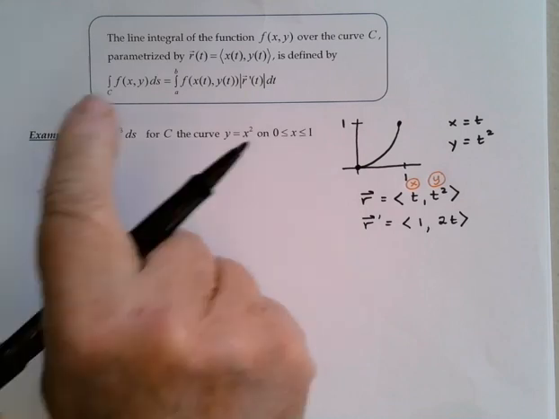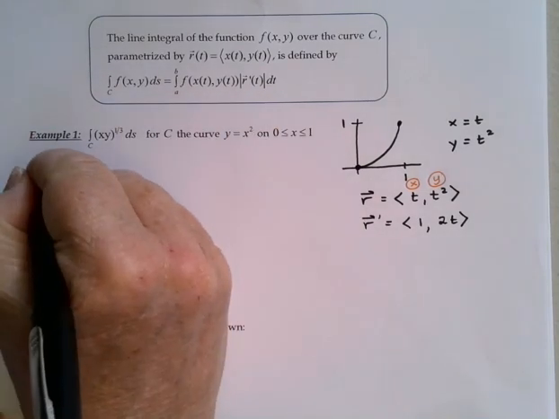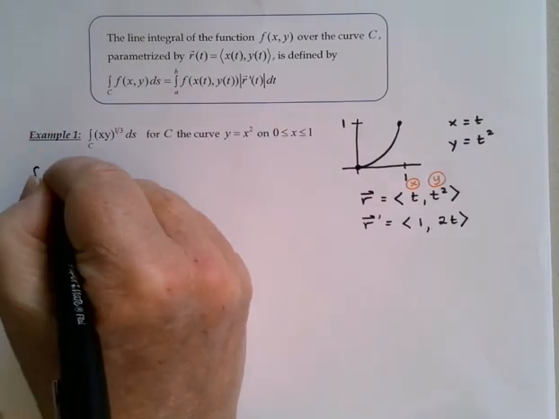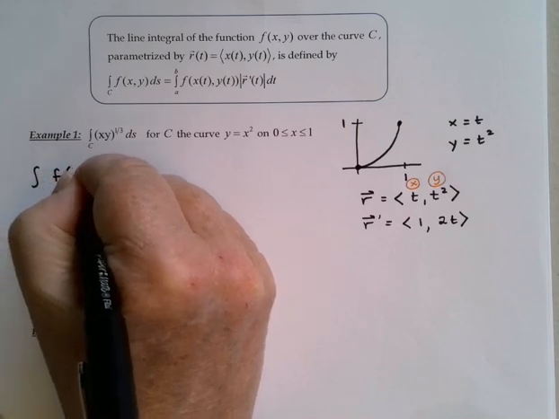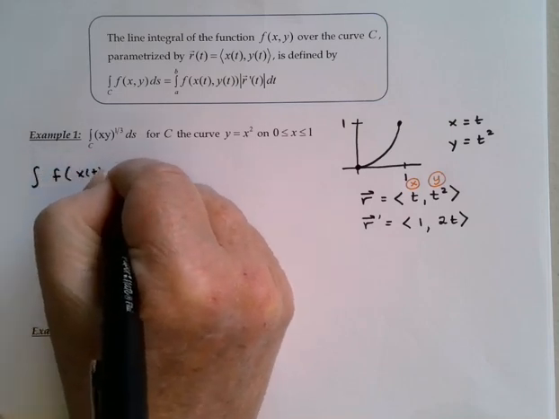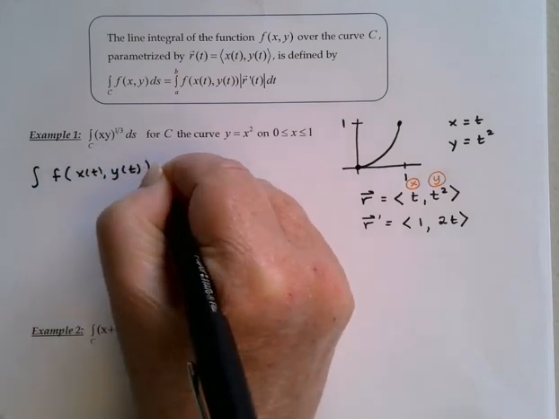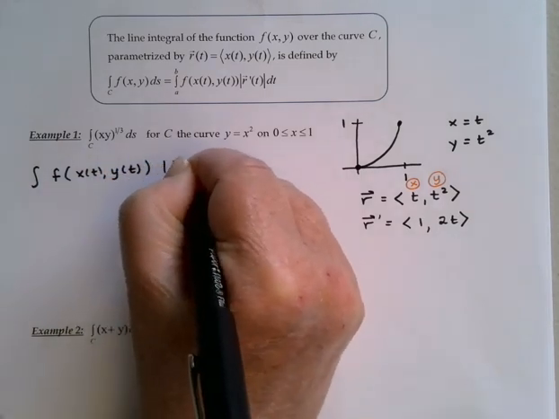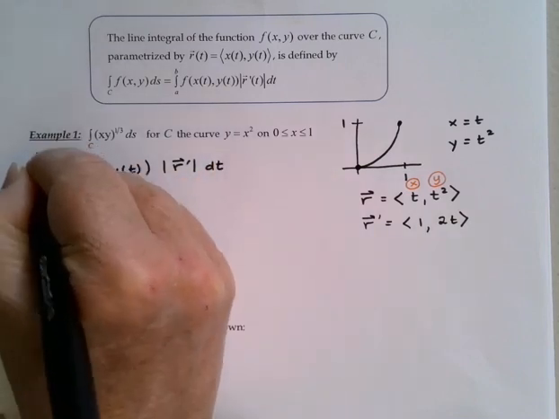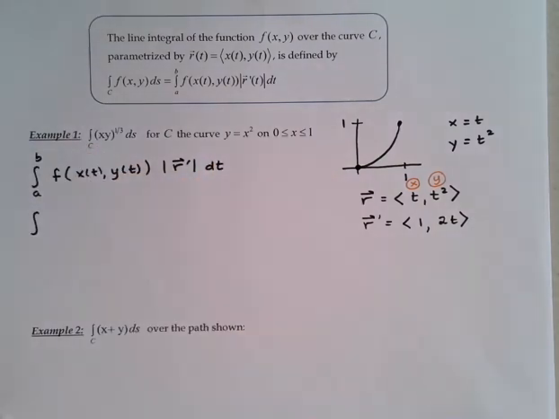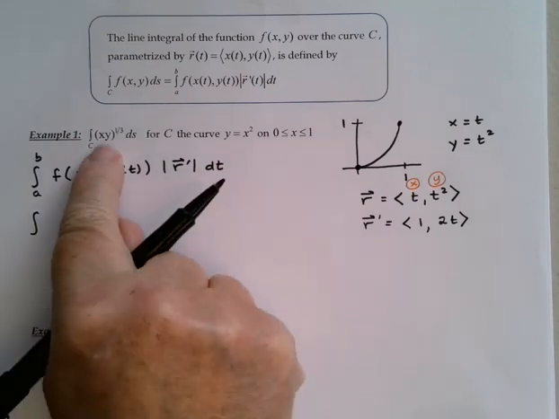All right, I'm now going to use this. I'm going to say what I really need to do is to take my f of x of t, y of t, and multiply by the magnitude of r prime dt. And let's see, here's my function f.